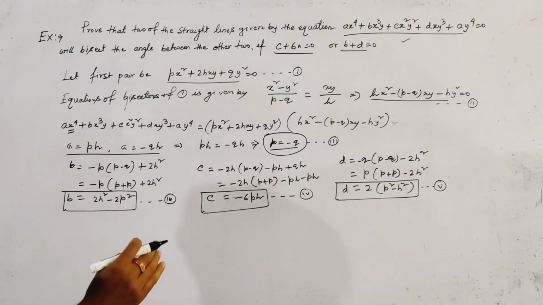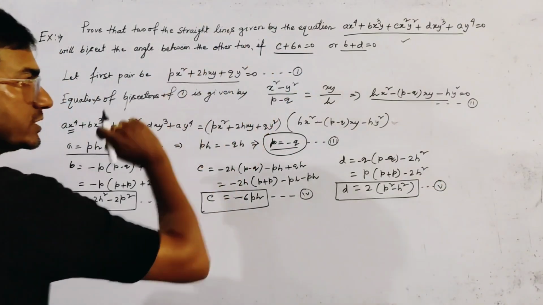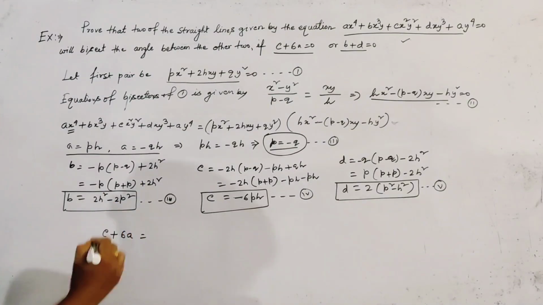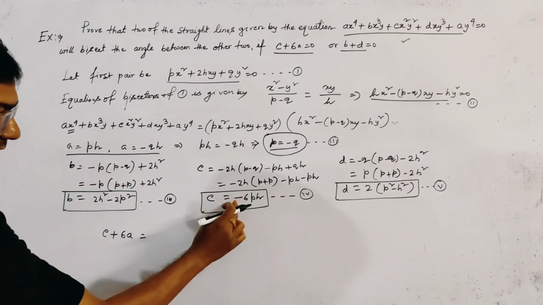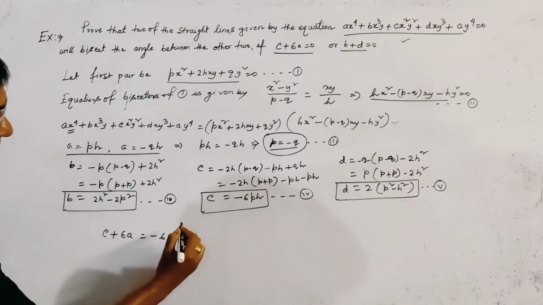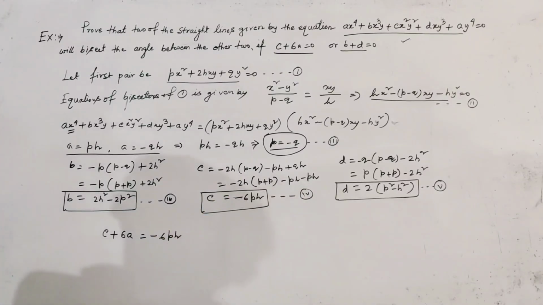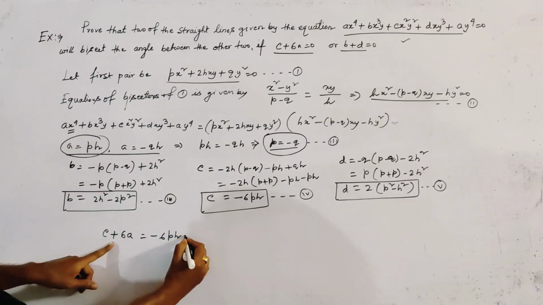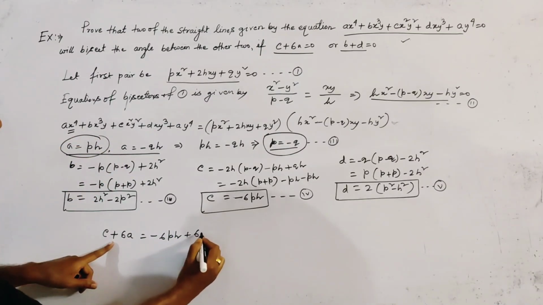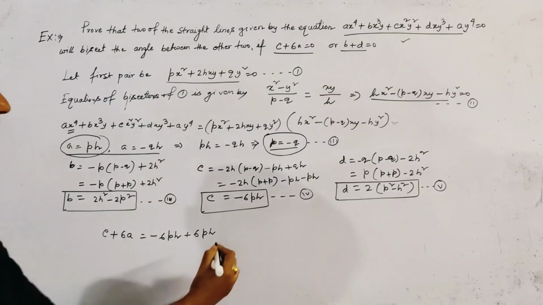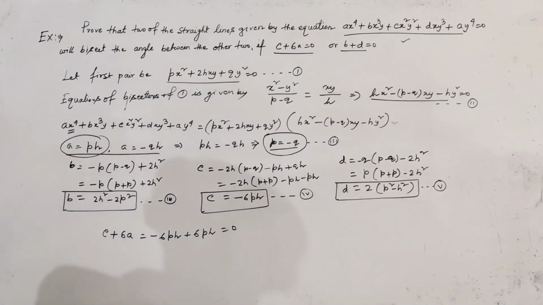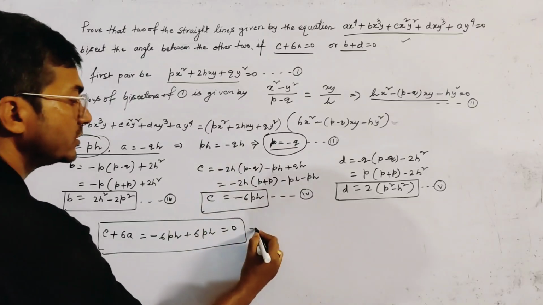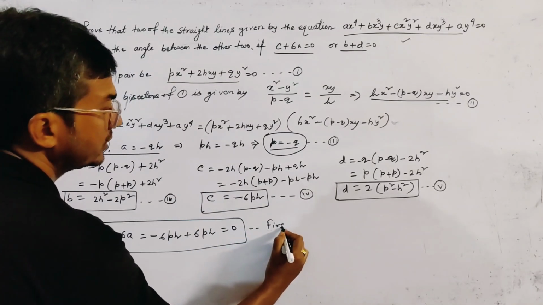Now we write the first required relation, which is c + 6a. What is c? c is given by -6ph, and a is given by ph, so plus 6ph, and clearly this is 0. So we prove the first result.